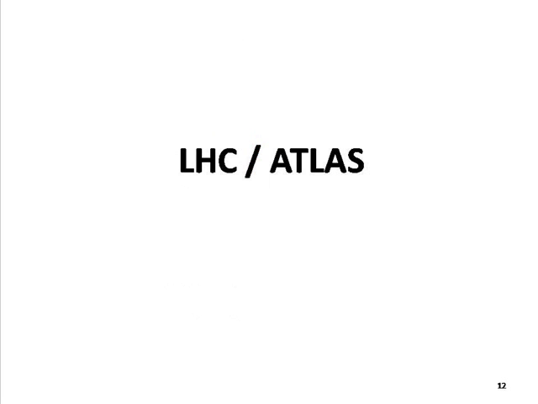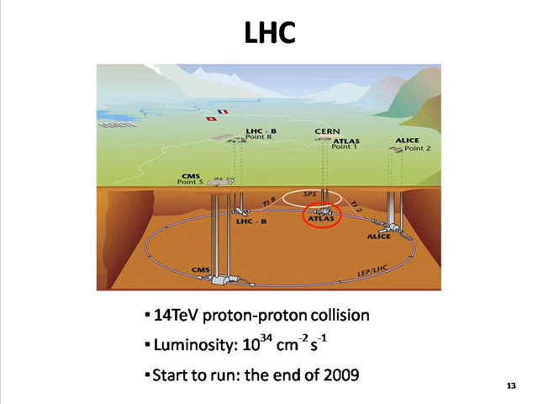Then I will give you a short introduction about the LHC and ATLAS. Here, LHC is the Large Hadron Collider. It's built at CERN, 100 meters underground on the border of Switzerland and France. Here the circle is about 27 kilometers, and they will accelerate 2 proton beams to 7 TeV each, making the center of mass collision energy 14 TeV, and the luminosity will reach 10 to the power of 34, which is very large. And they will start to take data at the end of this year.